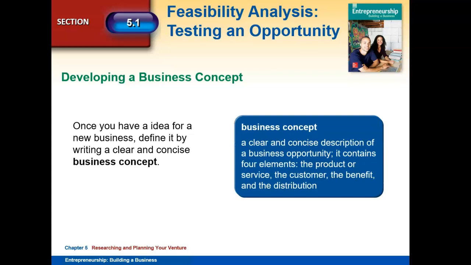All right. A business concept is a clear and concise description of a business opportunity. It has 4 elements: the product or service, the customer, the benefit, and how we get it to the customer. So if I was to think of one on the spot, I'm thinking about Netflix, so see if we can do this with Netflix.